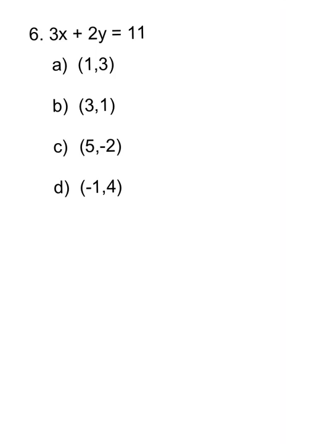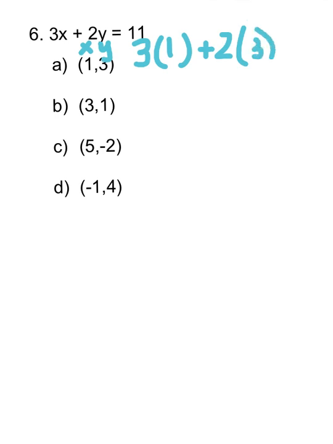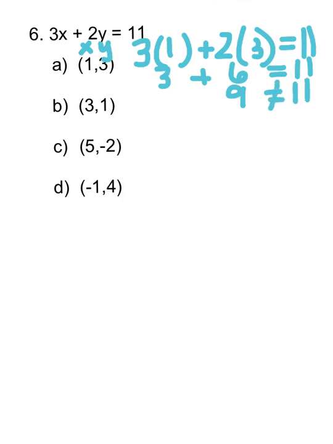Let's begin with the point (1, 3). We will substitute it into our equation. So 3 times our x value, which is 1, plus 2 times our y value, which is 3, should equal 11 if it's true. So we have 3 plus 6 equals 11. 3 plus 6 is 9. That does not equal 11. Therefore, A is not a solution.